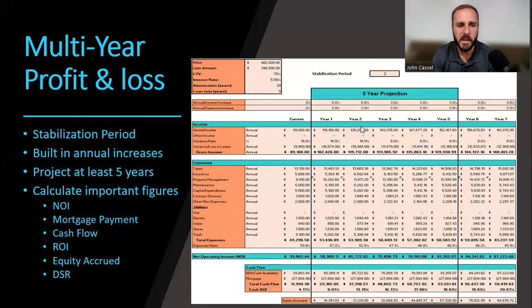So you want to calculate important figures, like I said: net operating income, mortgage payment, cash flow, return on investment, equity accrued, and then the other thing you want to check is your debt service coverage ratio to make sure it's above 1.25. The higher, like I said, the better. You'll just do that by taking the NOI divided by the mortgage payment, and that'll give you some factor of that. So you want it to be at least 25% over the mortgage payment. The higher, like I said, the better. That means you're going to have more cash flow and be able to survive harsher periods in the economy.